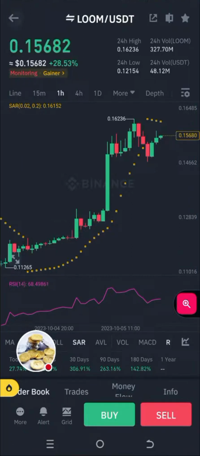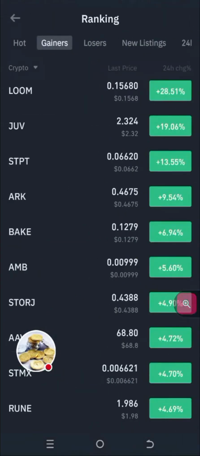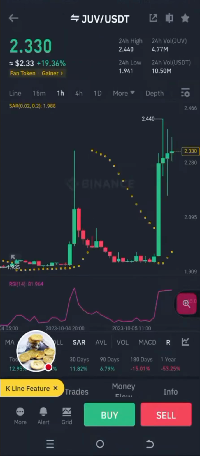But first off, let's go to the next one. Let's look at the other one. Let's look at JUV. Oh, JUV is $2.33. I'm not sure I want to do that, but I was just checking for us to be able to look at these things. Oh, look at it. No, I don't think I would take this one.